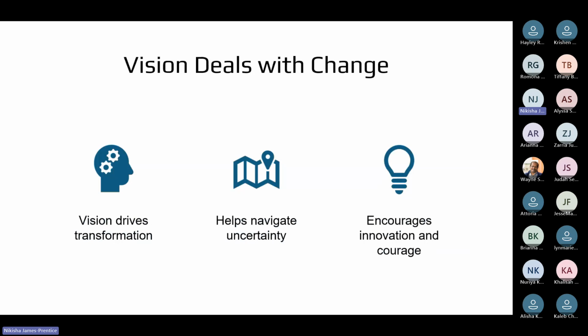Vision deals with change. An effective vision drives bold and meaningful change within an organization. It gives employees a clear sense of direction, helping them navigate uncertainty and overcome fear during transitions. With a shared vision, daily decisions and actions are guided toward progress and innovation rather than maintaining the status quo. In short, vision acts as a roadmap for transformation.